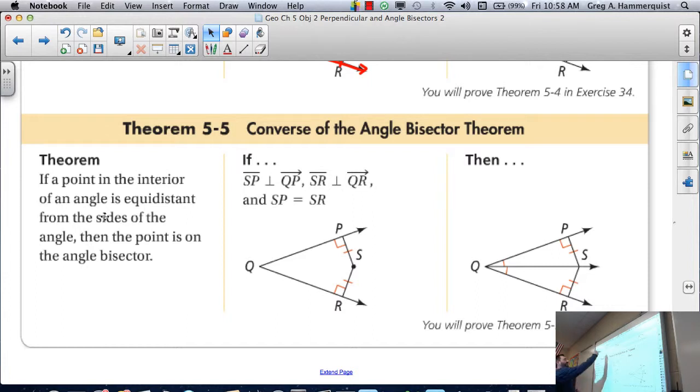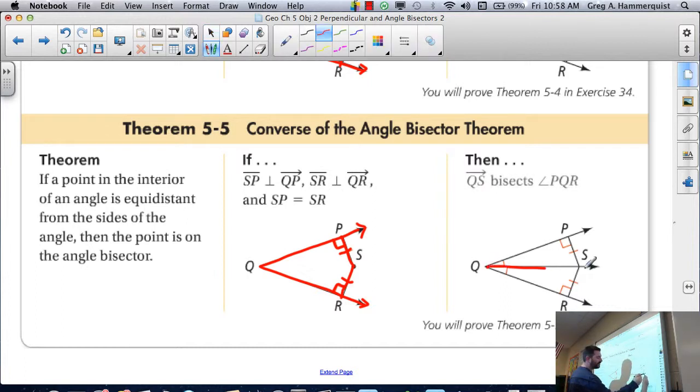So now we know this. We've got, again, this angle PQS. And if we know that SP is perpendicular to QP, we've got this right angle here. And we know that SR is perpendicular to QR, we've got perpendicular here. And if we know that these two distances are the same, then QS bisects angle PQR. So that ray QS bisects angle PQR, cuts it directly in half.